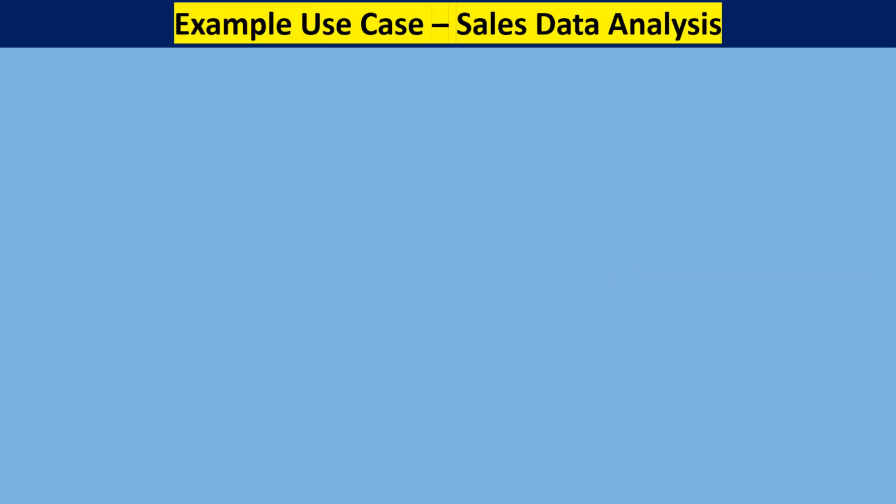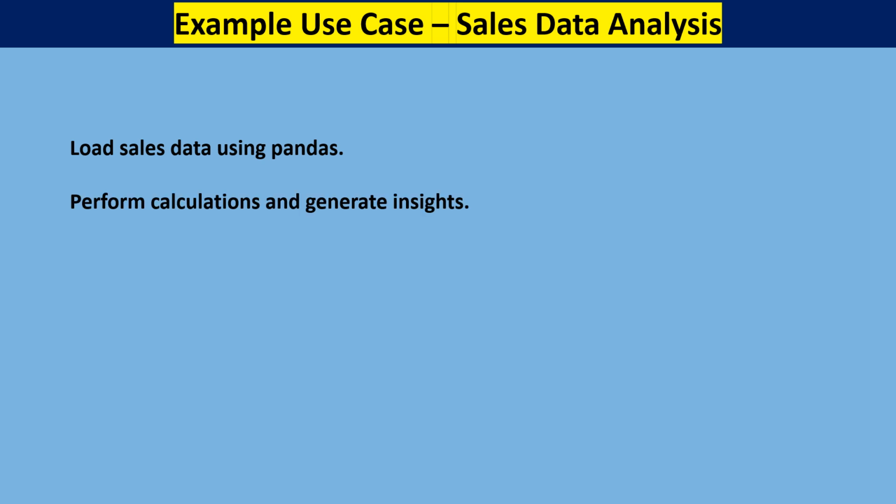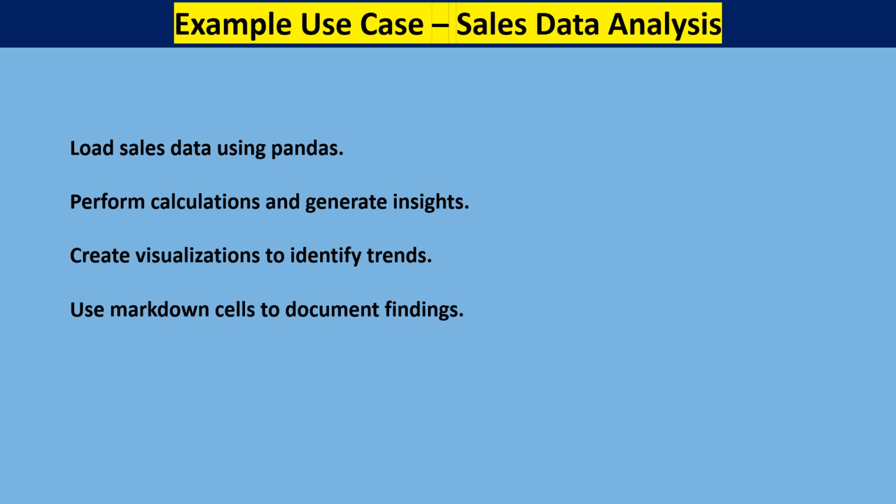Example use case: sales data analysis. Consider a company analyzing quarterly sales using Jupyter Notebook. The company can load sales data, apply a statistical method to detect trends, and visualize revenue patterns. Markdown cells can be used to explain the findings, making the analysis easy to share with stakeholders.